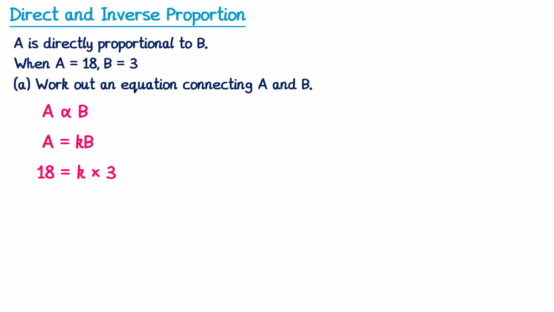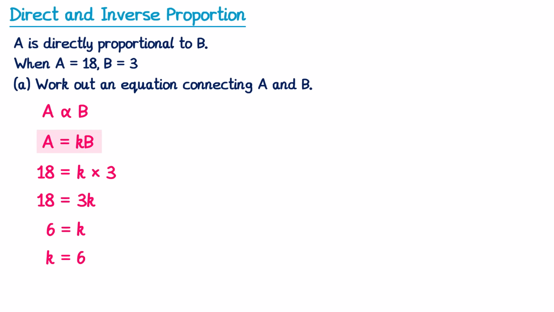k multiplied by 3 is just 3k, so we have 18 equals 3k, and we can solve this to find k by dividing both sides by 3. If you divide the left-hand side by 3, 18 divided by 3 is 6, and if you divide the right side by 3, you get 3k divided by 3, which is just 1k. So we've now found the value of k is equal to 6. So the question asked us to write down an equation connecting A and B.